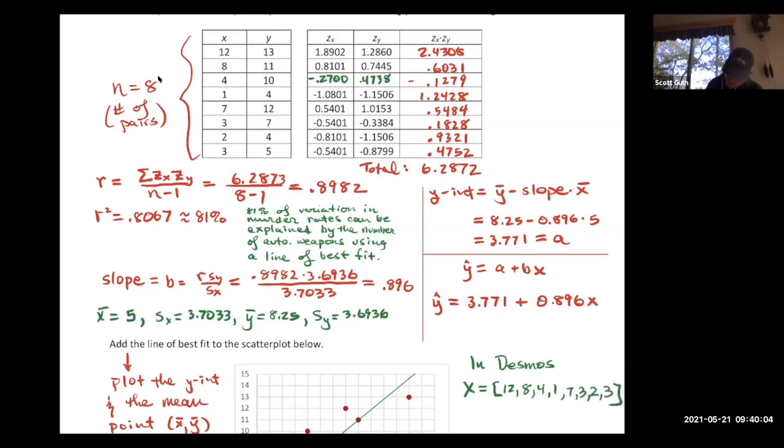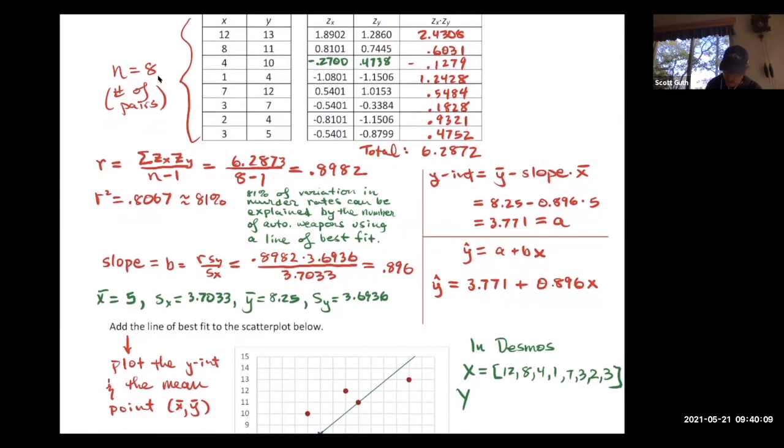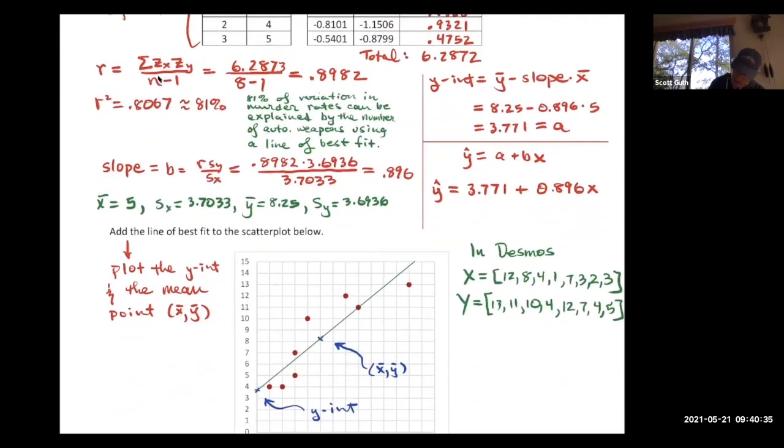And then the Y coordinates, it doesn't have to be capital on Y. X is just a special variable in Desmos. Can't use the lowercase x. So Y: 13, 11, 10, 4, 12, 7, 4, 5. Okay, so that's easy.